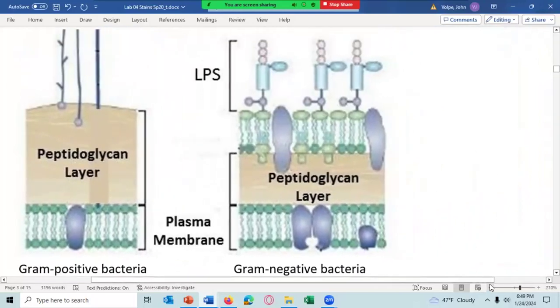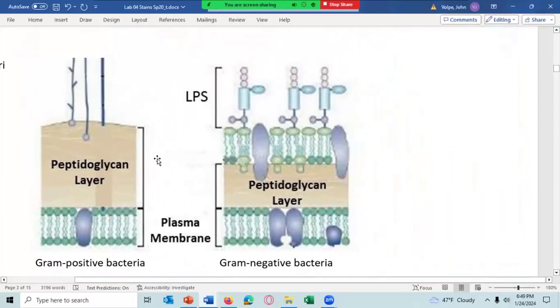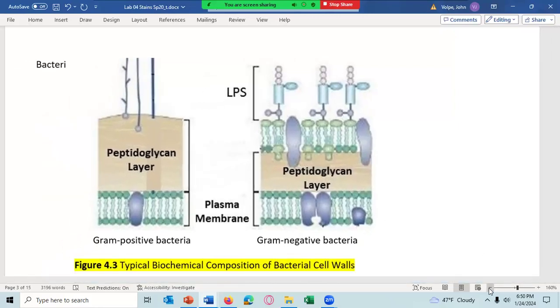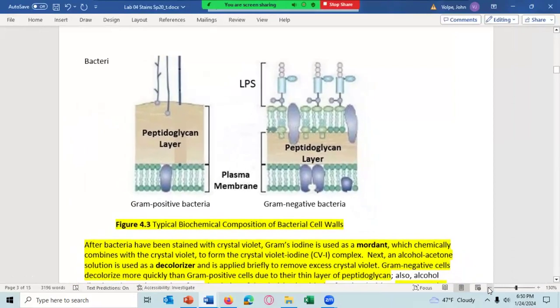You'll note some differences between the gram-positive cell, where almost all of the cell wall is peptidoglycan. The gram-negative cell wall does have peptidoglycan, but it also has this double lipid membrane right there. And that's part of the lipid membrane right there. And we'll talk about that a little bit later. Any question about that?